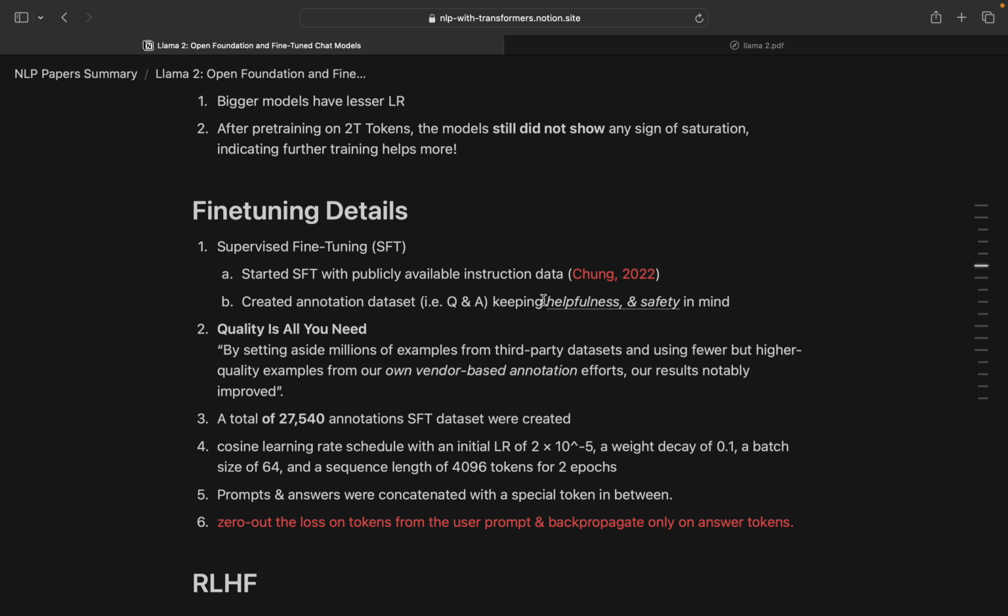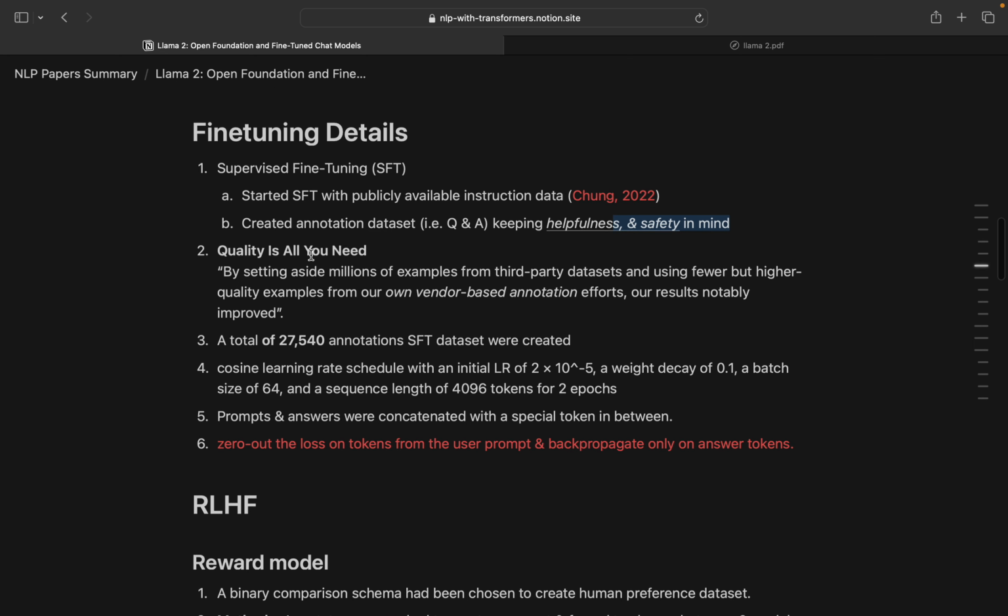That means the answer given by the LLM has to be helpful, and it has to be safe in nature too. So they majorly focus on these two things while creating the SFT training data set.